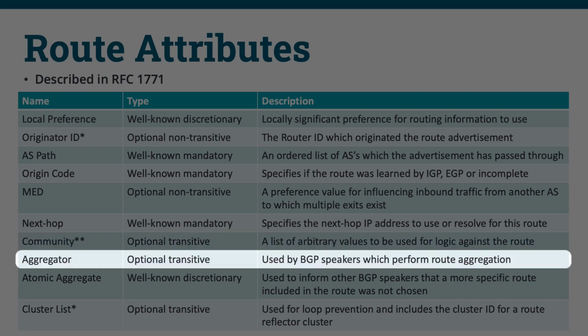The aggregator attribute is an uncommon attribute to see in practice. It is used by BGP speakers which perform route aggregation. It is an optional transitive attribute.